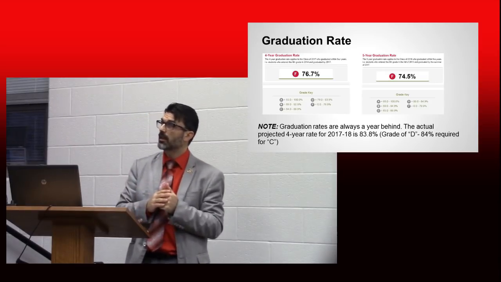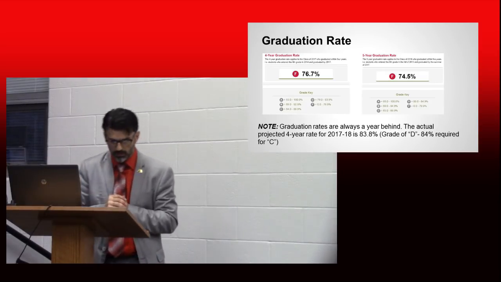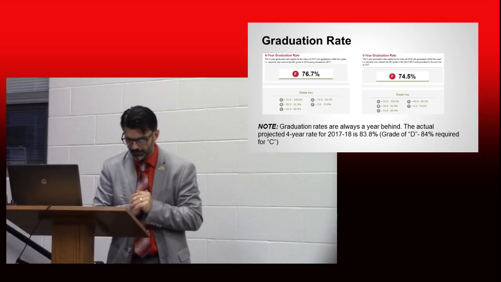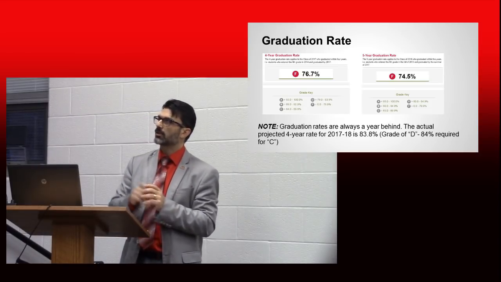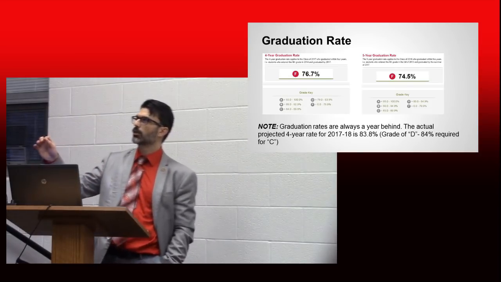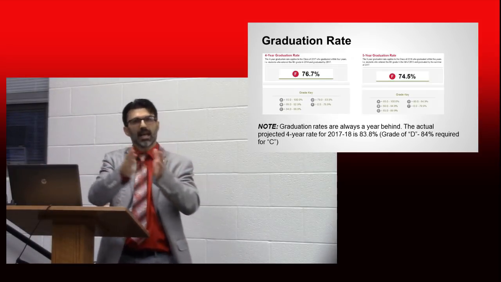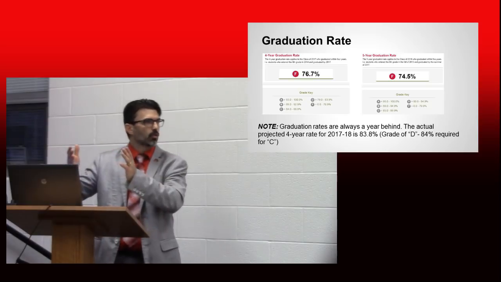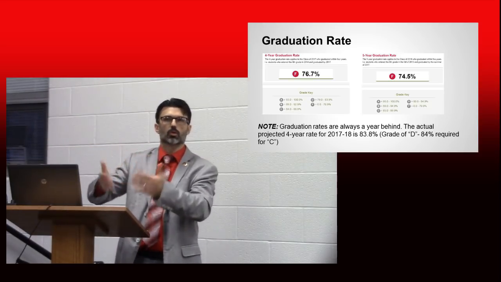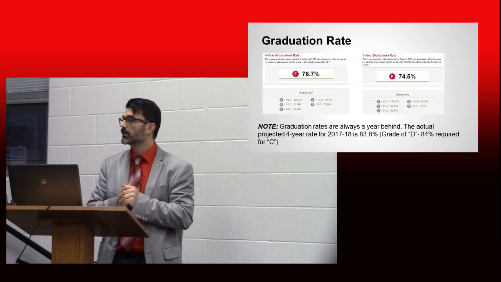There are 2 pieces to this. There's the 4-year graduation rate and there's the 5-year graduation rate. Now, it's assumed that the 5-year graduation rate is generally going to be higher, because whenever kids have that extra year to satisfy their requirements, it's assumed that you're going to have more graduates.